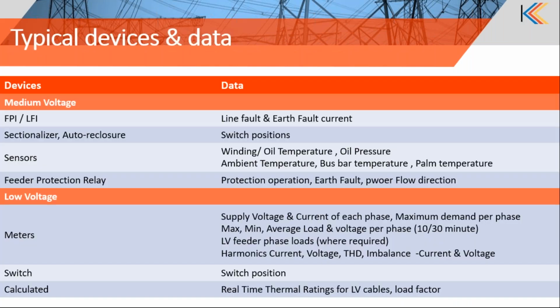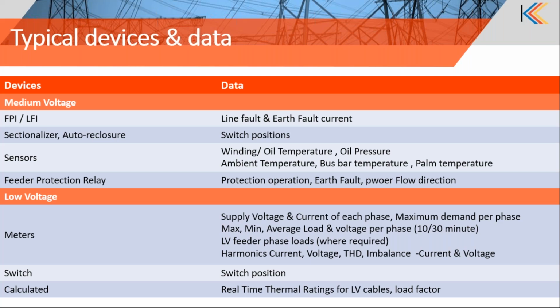Now let's look at some of the devices and data which need to be monitored. For example, in the medium voltage, we have fault passage indicators or line fault indicators, which show that a fault has occurred in the network. It could be a sectionalizer or auto reclosures, switch positions, or it could be IoT sensors, like winding temperature, oil temperature, or busbar temperatures, or cable sensors, pump temperatures, etc. There could be a feeder protection relay, which is sitting in the substations and looks at the protection against feeder faults. It also exposes a few data on the protection of the feeders.